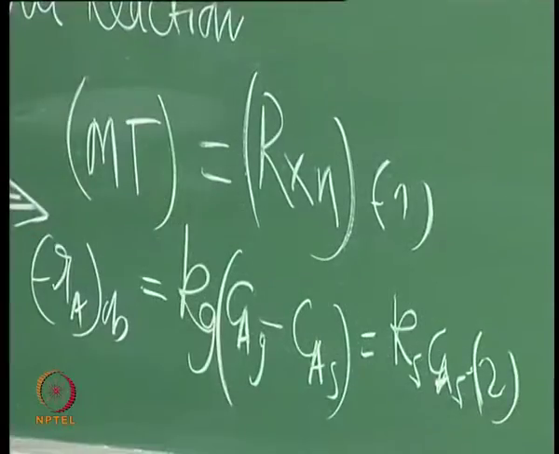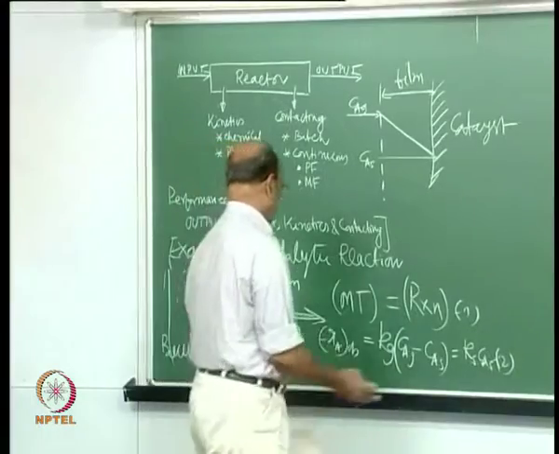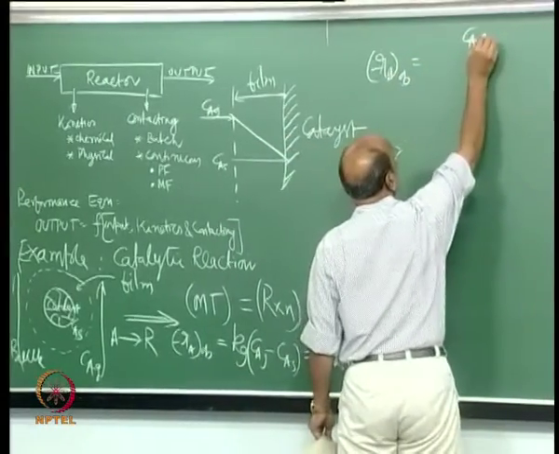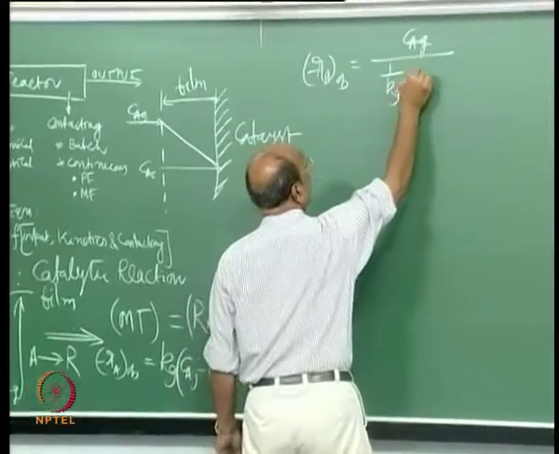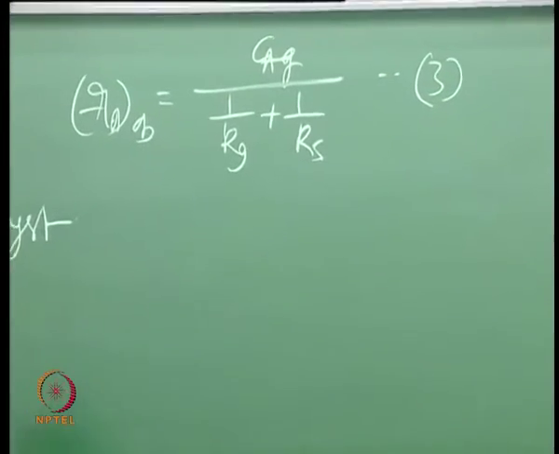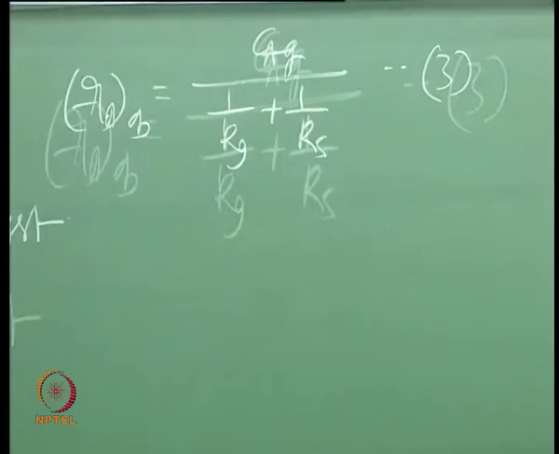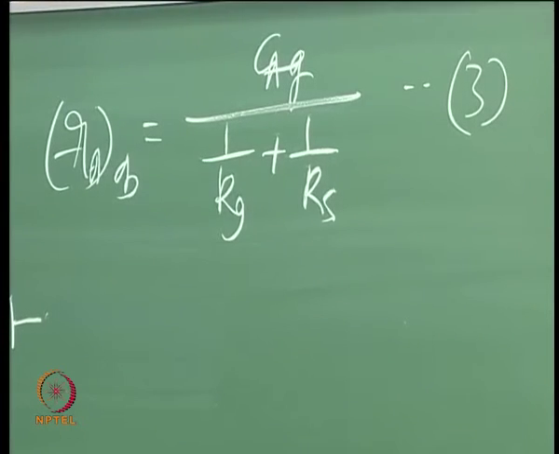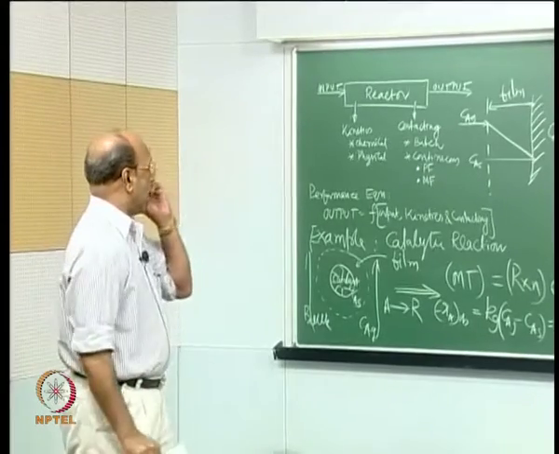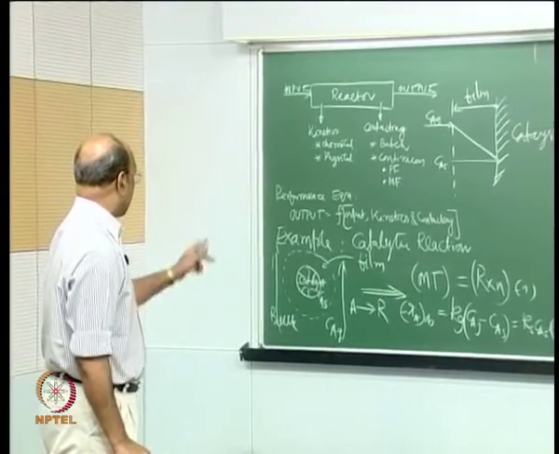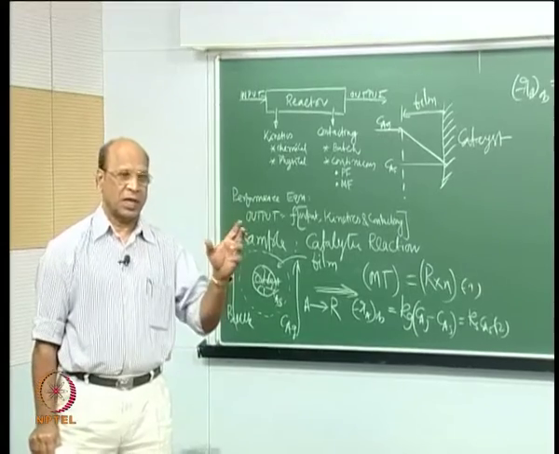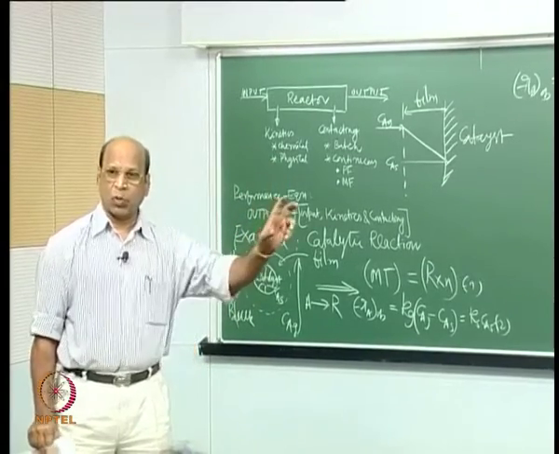So in this case, if I now take the rate expression like yesterday, minus r_A,ob equals C_Ag divided by (1/k_g plus 1/k_s). Okay, so this is equation 3 for the catalytic reaction. Now I will ask you to open your brain and think about this equation and yesterday's equation. Both are the same, right? But is there any other factor coming when compared to catalytic and non-catalytic reaction? Just think in the process. I have a coal particle. I have a coal particle where?